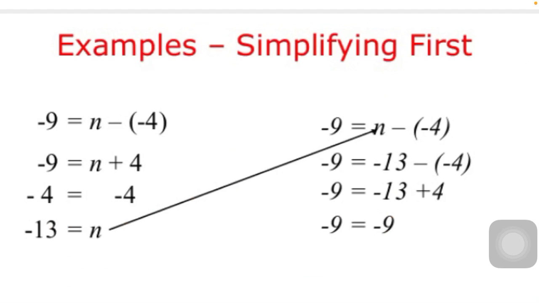And you can check as well on the right hand side: when you put minus 13 in place of n, it will give us the same result on both sides. So the value of n here is minus 13, or you can say the solution is minus 13. Alright, so this is how we balance the equation. If we are subtracting something, we should subtract on both sides. If we are adding something, we should add on both sides for finding the solution, or the value of the variable.